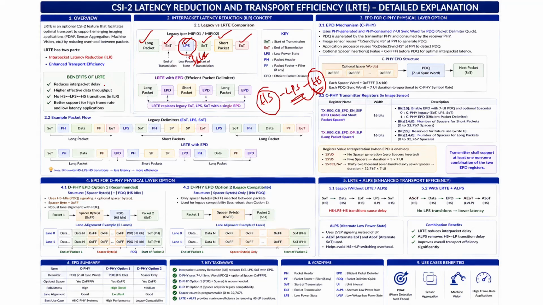Interpacket latency reduction reduces the stop condition, and it reduces the delay between packet 1 and packet 2. We transfer packet 1 and then another packet 2, and in between there is a low power state. This time is reduced by interpacket delay reduction, or interpacket latency reduction, ILR.